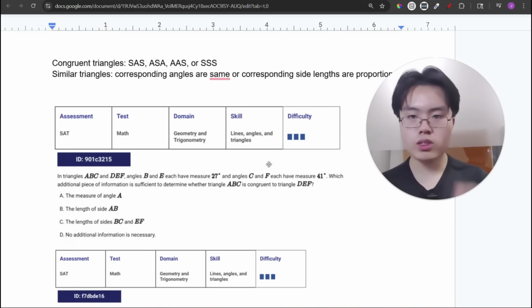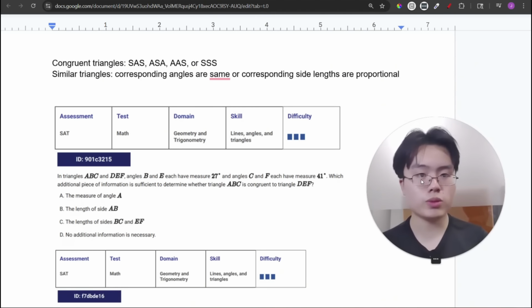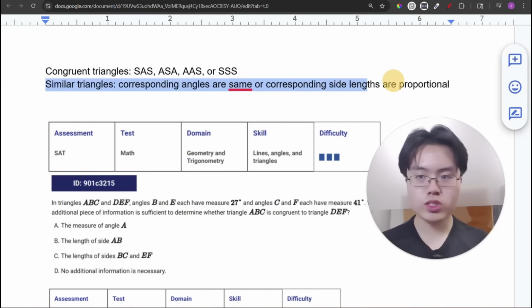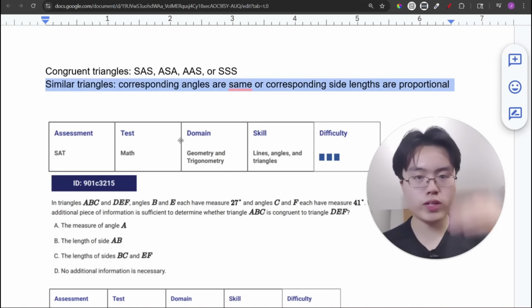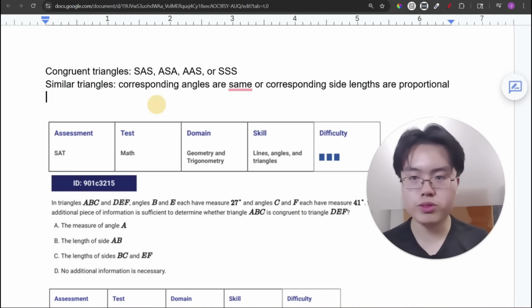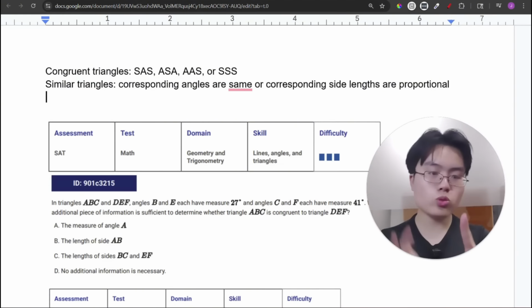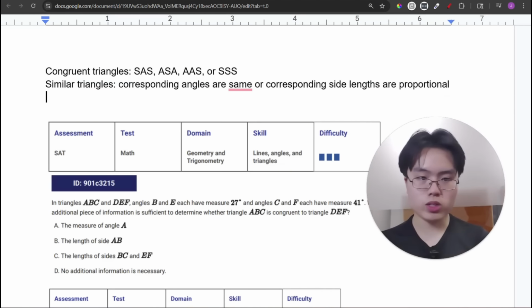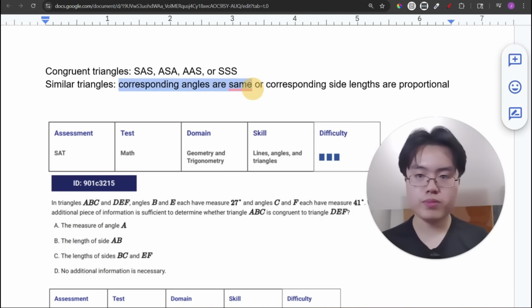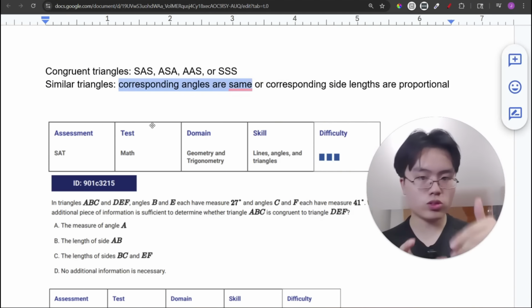Okay. Now, there are different ways you can use to prove if something's congruent and different ways you can use to prove if something's similar. Let's actually go over similar triangles first, because we already went over that earlier in this video, and we can just do a quick refresher. There are two ways to prove similar triangles. There's only two, by the way. The first way is proving that the angles are the same. All the corresponding angles are the same.